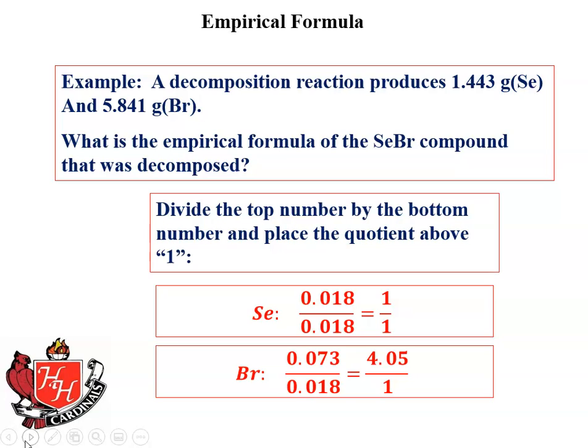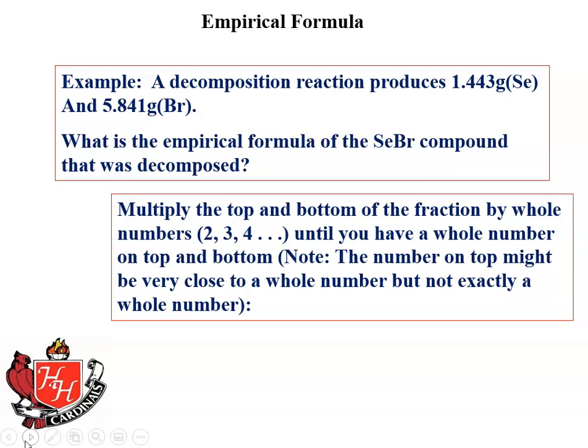The reason you might have some error is there's always error in laboratory measurement, and you probably didn't get exactly the right mass in grams of bromine, so it might be a little bit off. If it's more than about 0.1 in either direction, then it's probably too much, and you don't want to accept that as being a whole number.